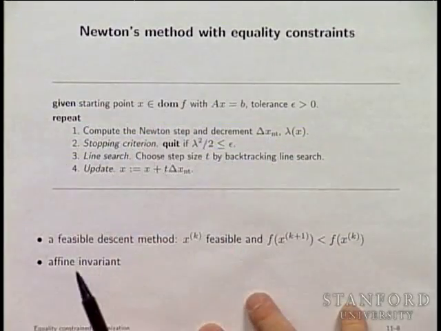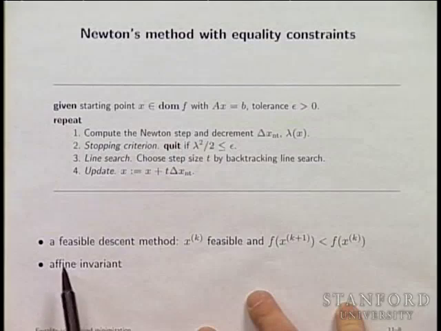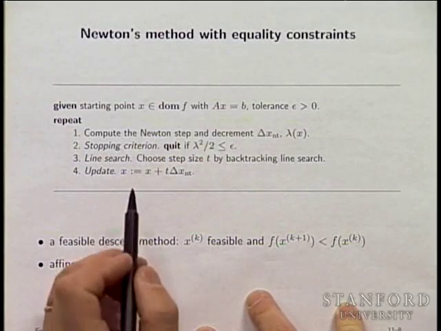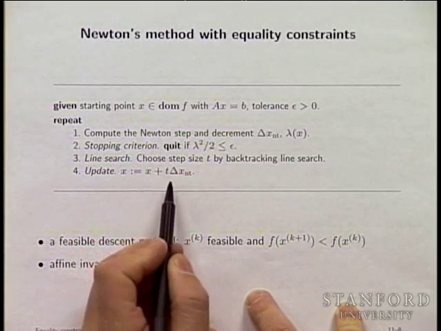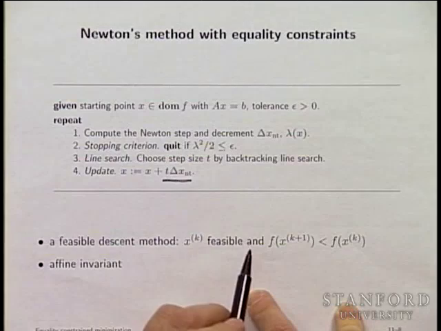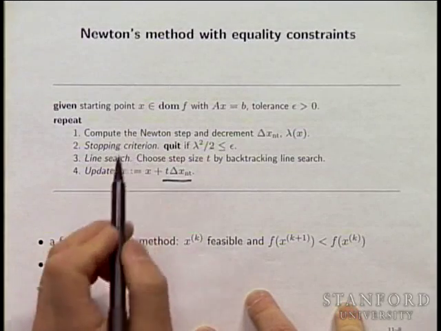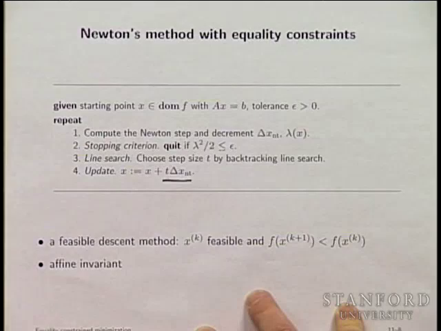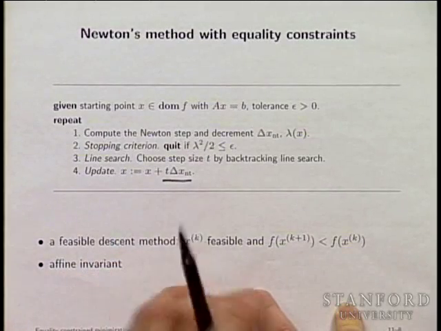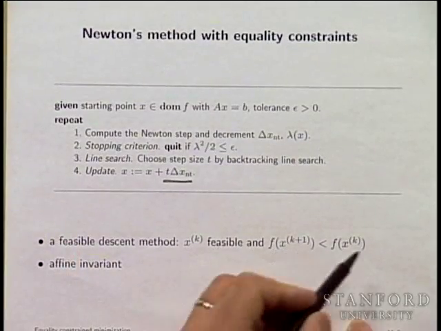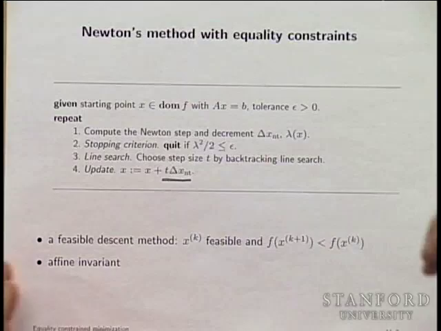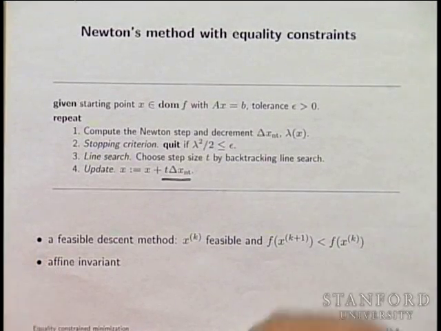Now, this method has the following attributes. The first is, of course, the point x is always feasible because every step, every direction, all of these things are in the null space of A. And if the original x satisfies Ax equals b, that's preserved because of this. So it's a feasible method. And of course, it's a descent method. So f goes down at each step. And that's ensured by the line search.